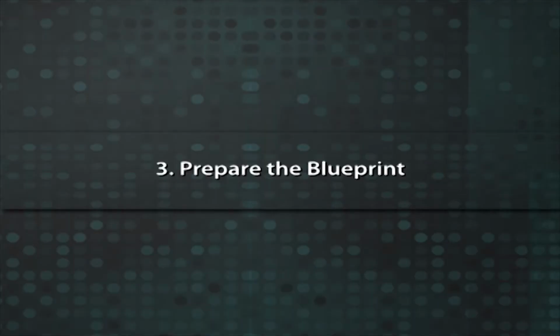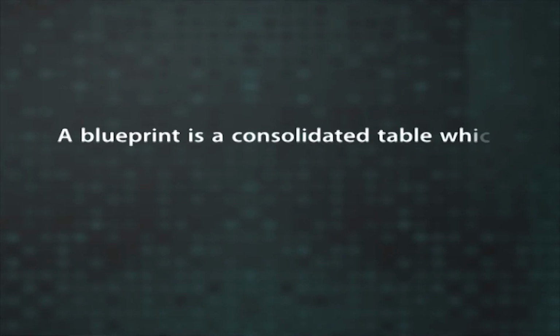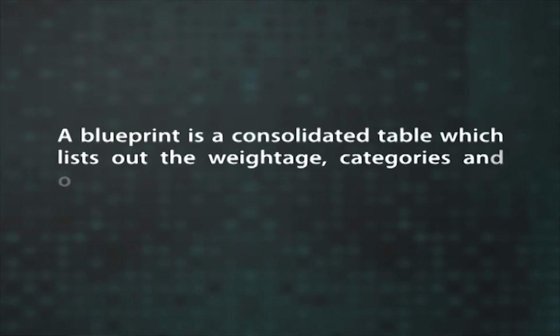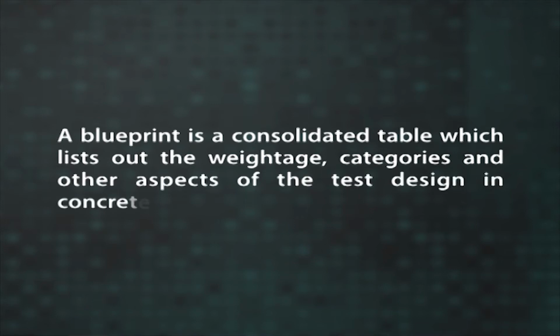Prepare the blueprint. After determining the weightage, the next step is to prepare the blueprint of the test. A blueprint is a consolidated table which lists out the weightage, categories and other aspects of the test design in concrete terms. Typically, a blueprint indicates how the questions are distributed objective wise, content wise, difficulty wise and form wise. The main advantage of preparing a blueprint is that it provides the teacher with a framework for the test. Additionally, it indicates the broad limits within which the teacher should construct the test.